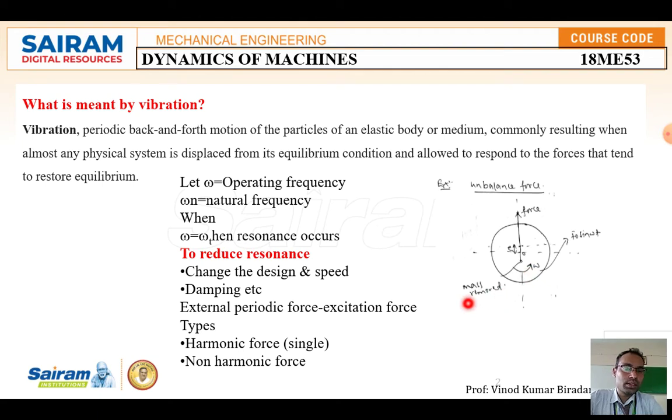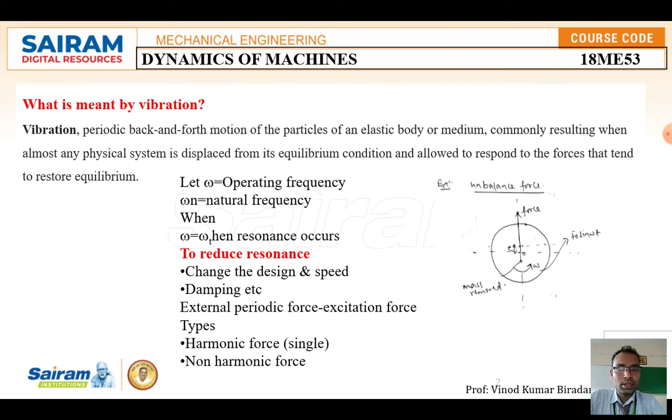The external force on the vehicle is F0 sin omega t. This is called a harmonic force, acting on one side. To reduce this, we are going to study forced vibration: how much force we need to apply to reduce the resonance and eliminate the vibration component. So this is the brief introduction about vibration.